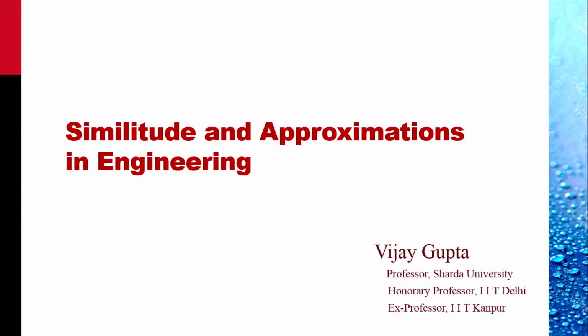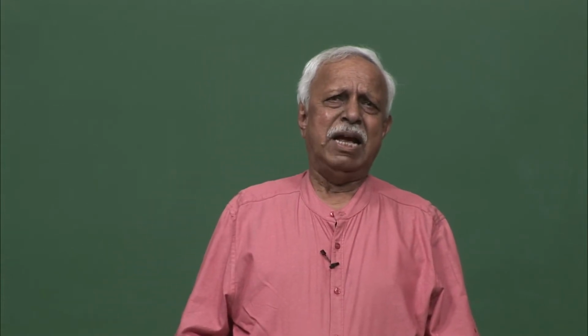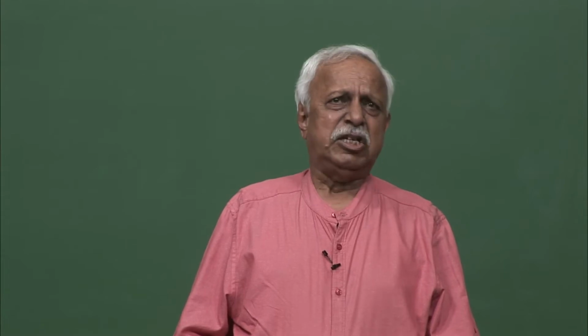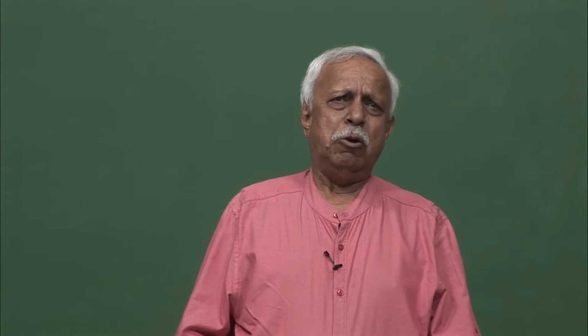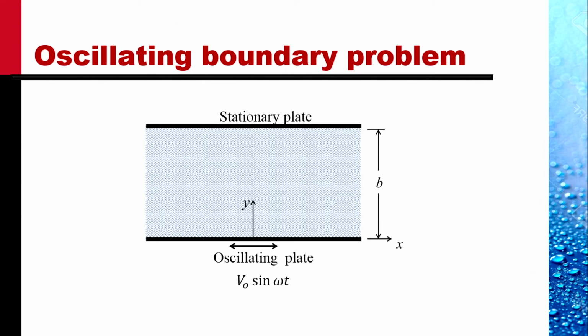Welcome back. We had mentioned earlier that while approximating, we sometimes run into problems. In this lecture, we will learn how to handle those problems. Consider a flow between two parallel plates, long, infinite parallel plates. The upper plate is stationary, and the lower plate, a distance b below the stationary plate, is oscillating with the velocity that is given as v naught sine omega t.